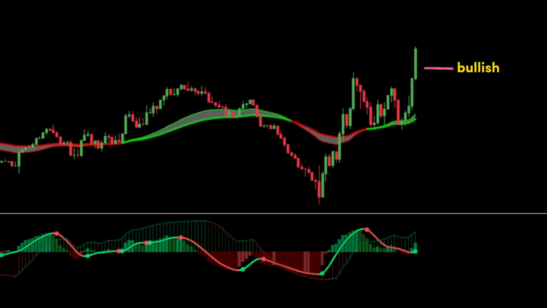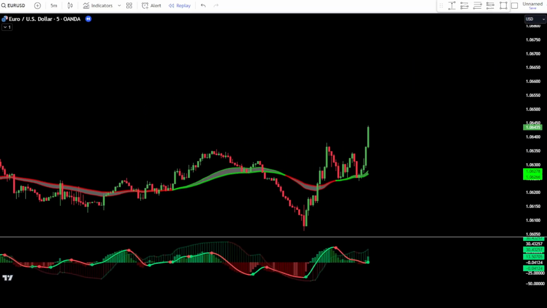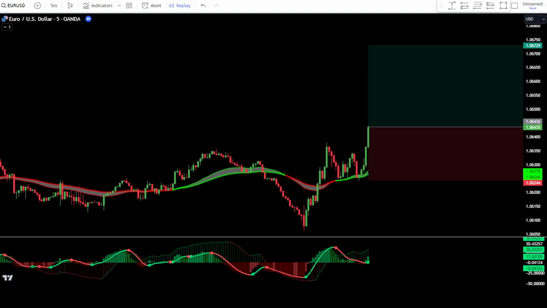As confirmation, ensure that the formed candlestick is bullish. Once all conditions are met, you can place a buy order after the bullish candlestick closes.